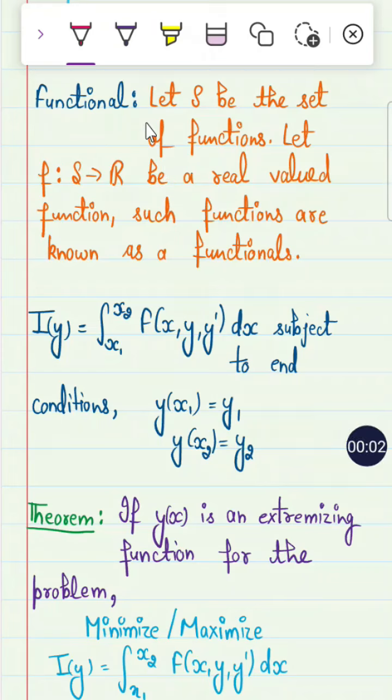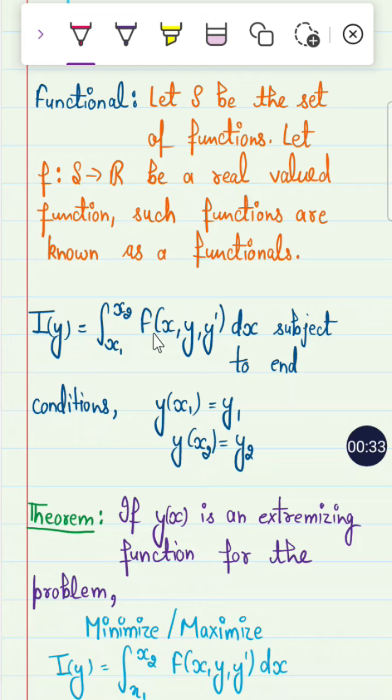Now, today we have discussed functionals. What is the meaning of functional? A functional is a function defined on a set of functions. Let S be the set of functions, so the domain is the set of functions, and R is the real number line. Then the function f: S to R is a real valued function. Such functions are known as functionals. That is, they are real valued and defined on a set of functions.